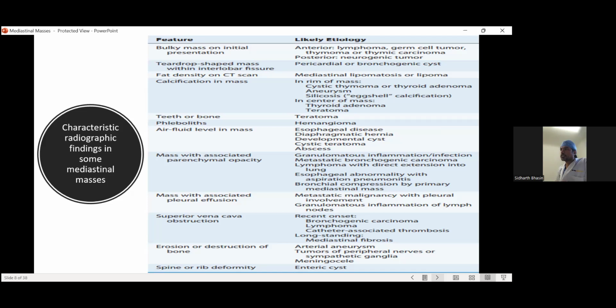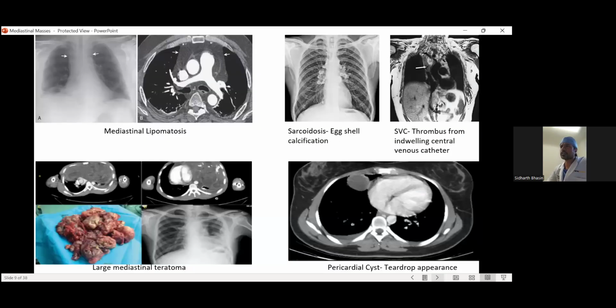For the erosion and destruction of bone, you can see it in arterial aneurysms, the tumors of the peripheral nerves or sympathetic ganglia, and then the meningocele. Spine or rib deformities can be seen in enteric cysts. So these are some of the characteristic CAT scan changes, radiographic appearances that we can see on mediastinal masses.